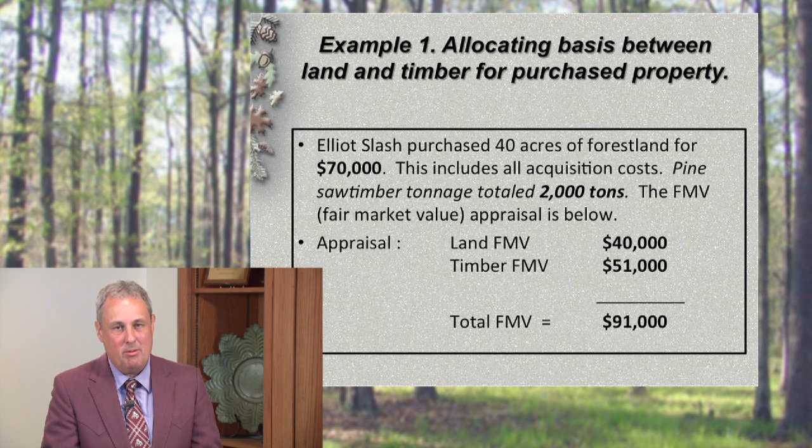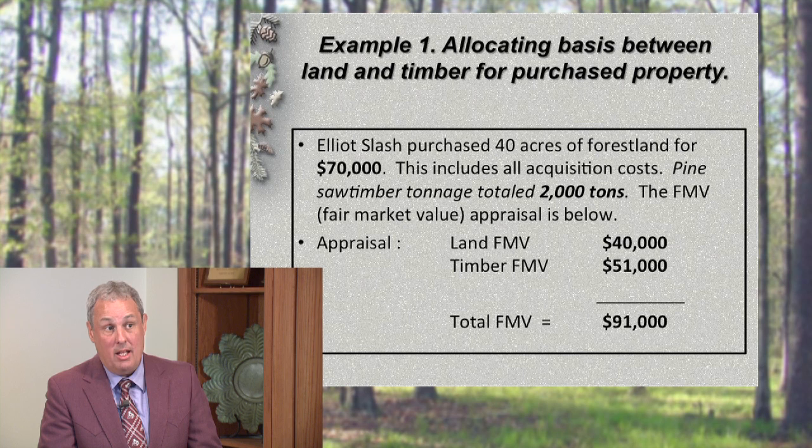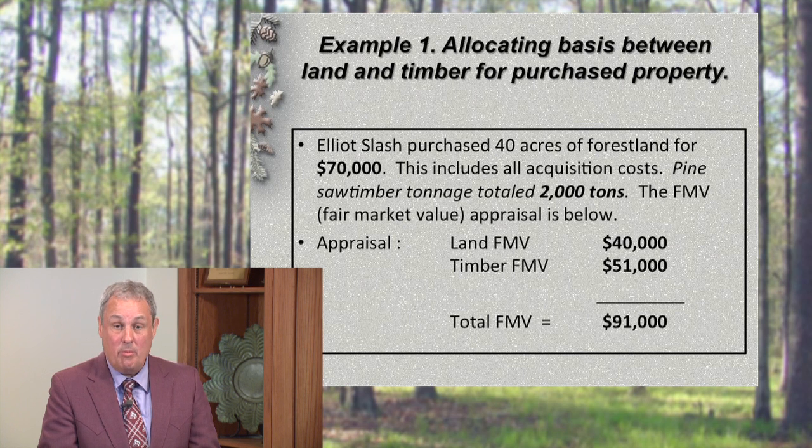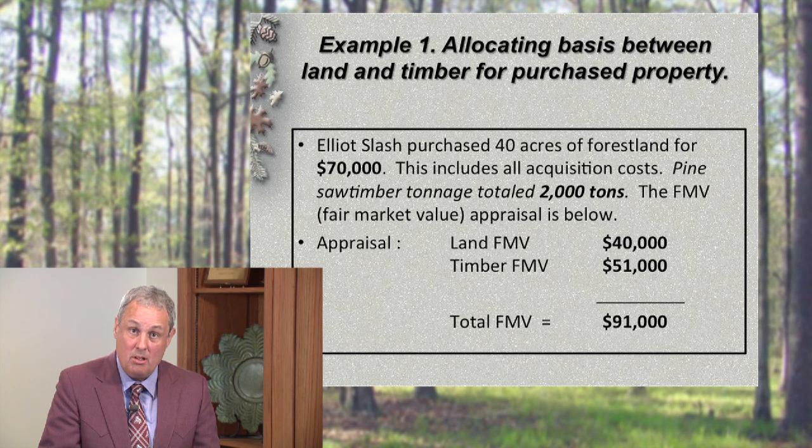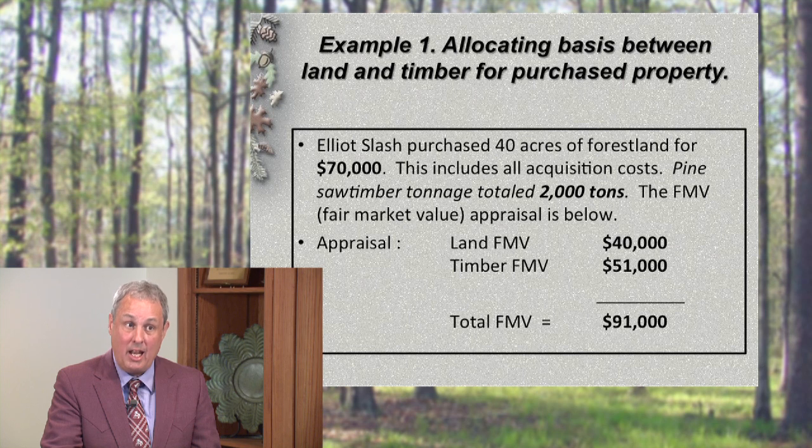And this is an example. Here, Elliott Slash purchased 40 acres for $70,000. That's how much money he has in it. And the fair market value from appraisals is $91,000, with $40,000 being in land and $51,000 being in timber. So that's the scenario that we're looking at right here.